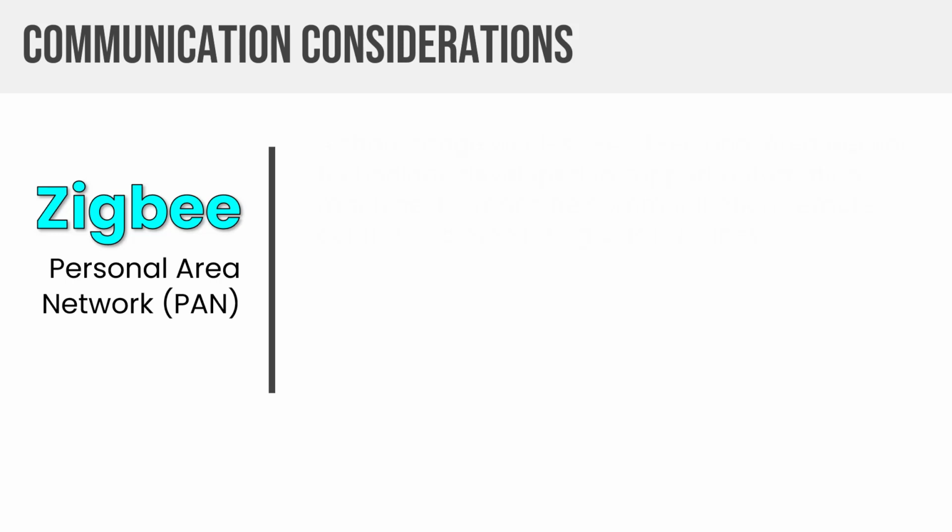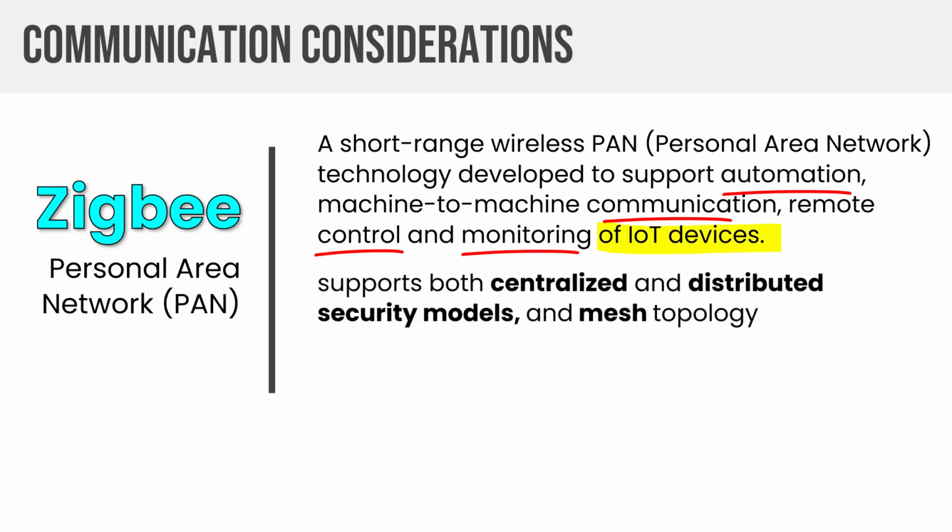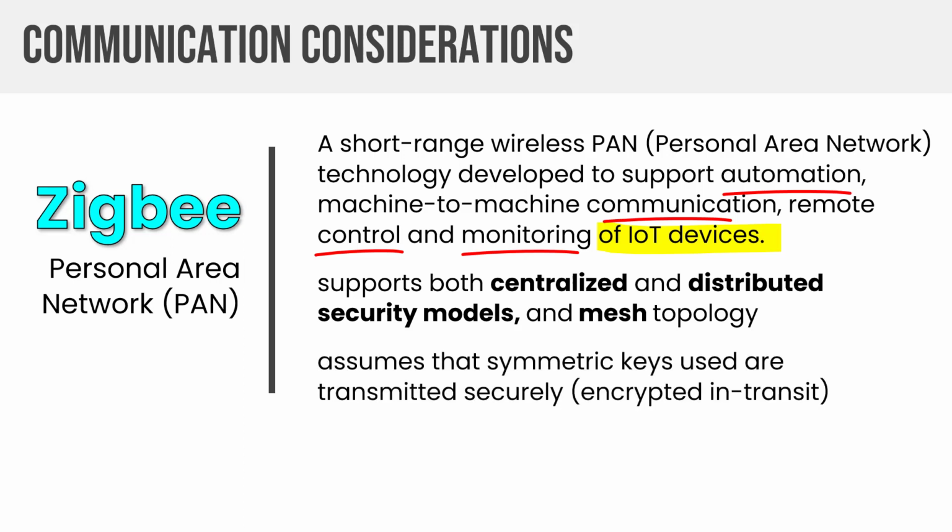So Zigbee, which is a personal area network. It's a short-ranged wireless personal area network developed to support automation, machine-to-machine communication, remote control, and monitoring of IoT devices. It supports centralized and distributed security models and a mesh topology. It assumes that symmetric keys used are transmitted securely, that they're encrypted in transit.